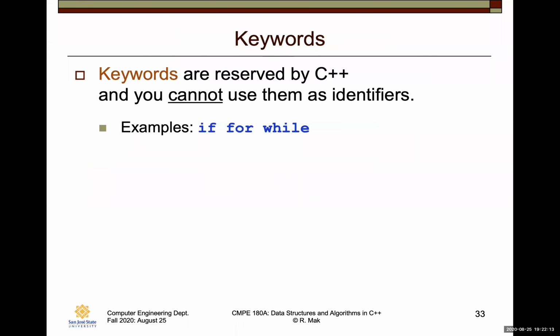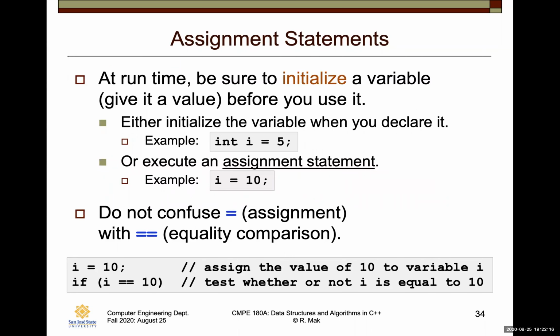Assignment statements. I already showed you that you can initialize a variable when you're declaring it. So here I've declared a variable i to be an integer, and I'm giving it 5 as its initial value. Later on in your program, of course, you may want to change the value of the variable, and then you would just use an assignment statement. Say after I've declared i to be an integer and given it an initial value, later in the program I say, now I want i to have the value 10. So this is known as an assignment statement.